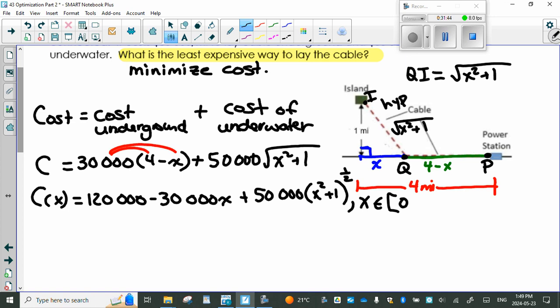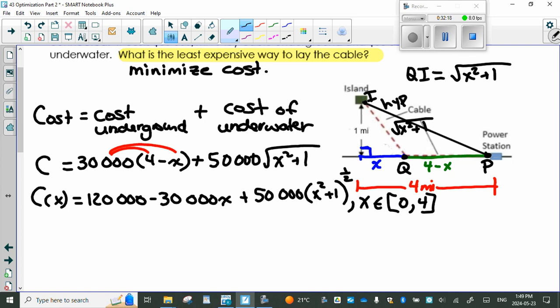If x was 4, so it took up this whole thing, that would mean I'm going straight from the power plant to the island. I'll just draw a line on here. I'd be going all the way underwater. Does that make sense? I just wouldn't go under land at all. I'm going to go all the way underwater if x were 4. It took up this whole spot. So that is my closed interval.